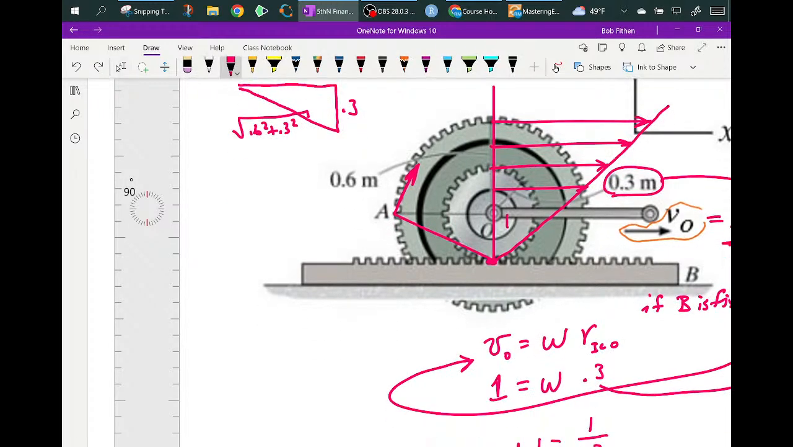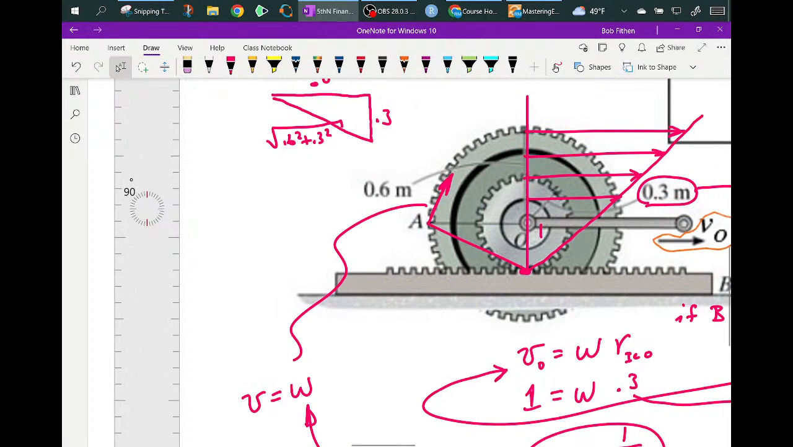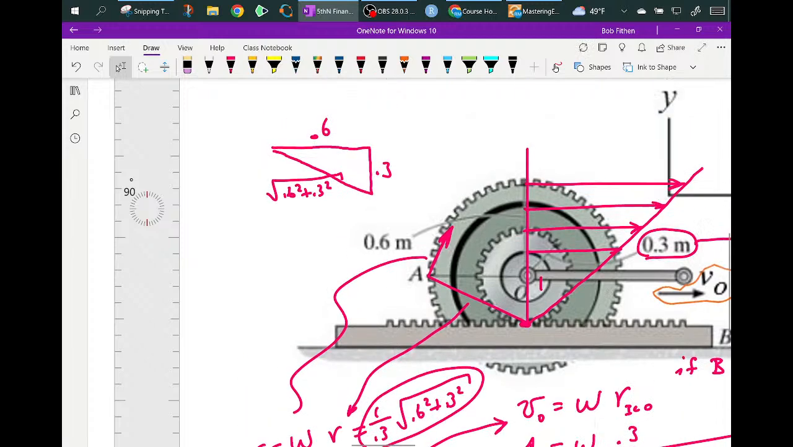Then if you want to know the velocity at this point, velocity is equal to the omega that we got from before times the r, or the distance that is right there, which would be equal to 1 divided by 0.3 times the square root of that 0.6 squared plus 0.3 squared, and you just calculate that, and that'll be the velocity there.